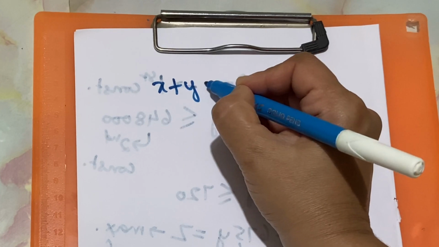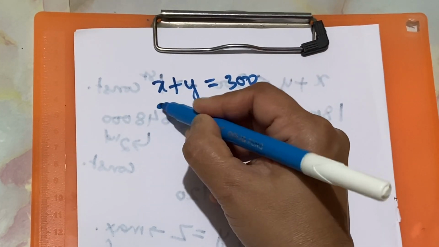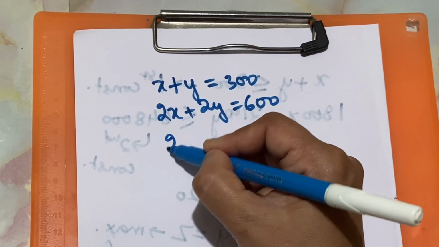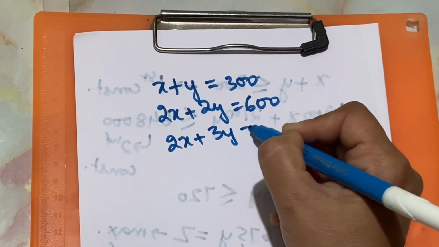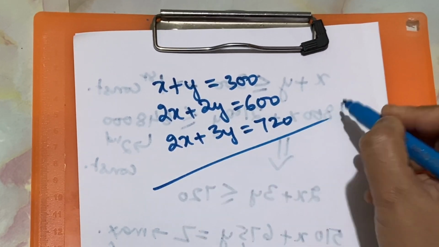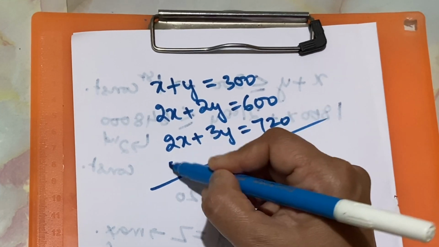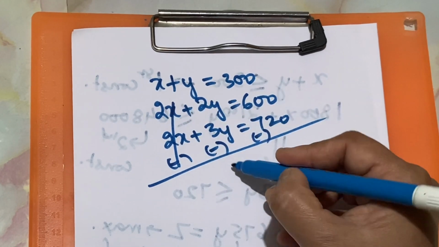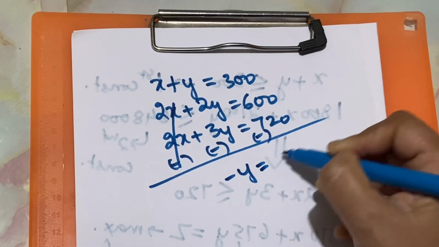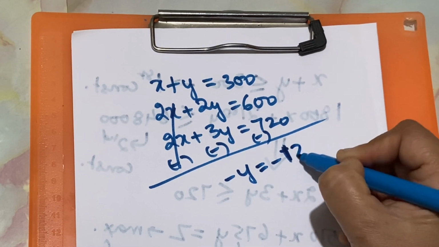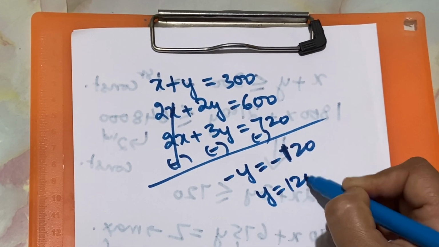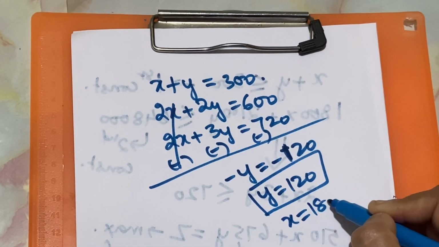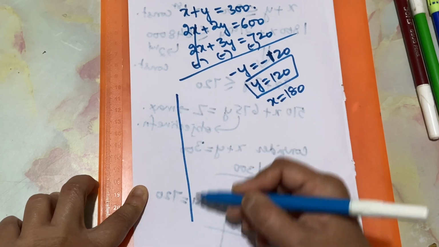X plus y equal to 300. This can be written as 2x plus 2y equal to 600. Another equation is 2x plus 3y equal to 720. I am using elimination method. I am eliminating one of the variables. So we got y is equal to 120. I substitute in this equation and get x to be 180.